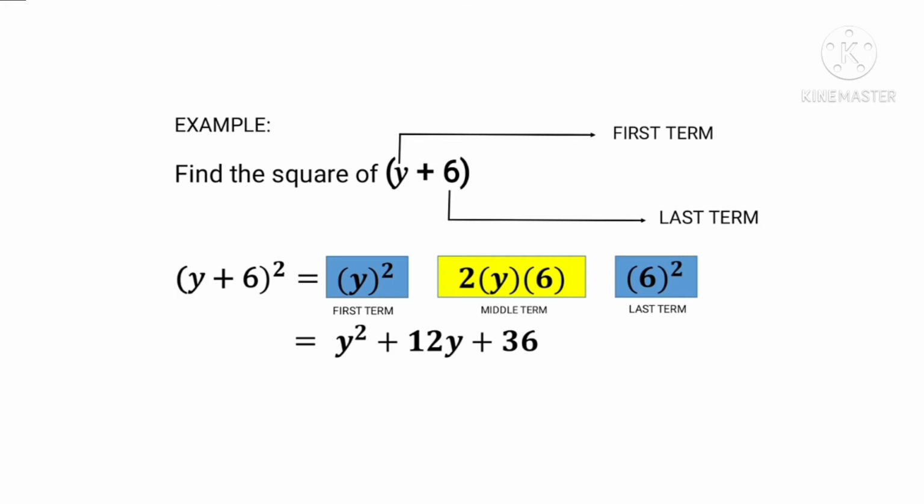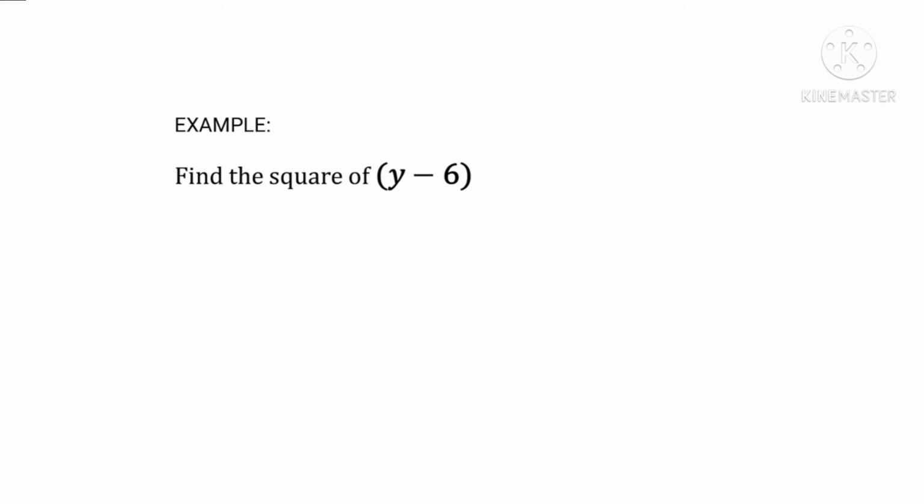Okay po. How about this? So, halimbawa, syempre, yung naunang operation is addition. How about if it is a subtraction? So, let's say, we're going to find the square of the binomial y minus 6. So, ibig sabihin, this is another case. Yung naunang case, ang operation ng binomial ay addition. Yung pangalawang case, ang operation ng binomial na to ay subtraction.